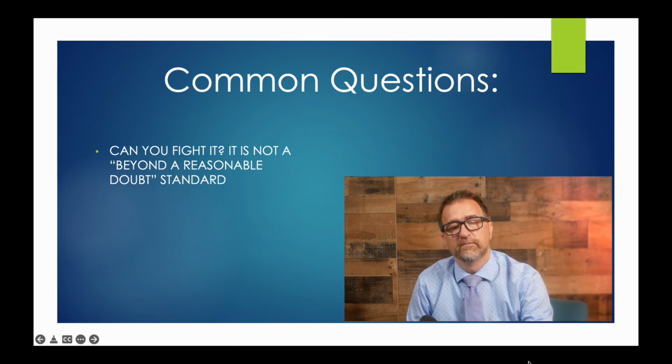Common questions, can you fight it? Yes, you're allowed to have a hearing on whether you violated the probation or not, but the judge is the one that determines whether you did, and the burden is just that preponderance of the evidence, meaning if the judge believes 51% you violated the terms of your probation, they're allowed to revoke your probation and sentence you to either jail or prison or whichever is hanging over your head based on your charge.